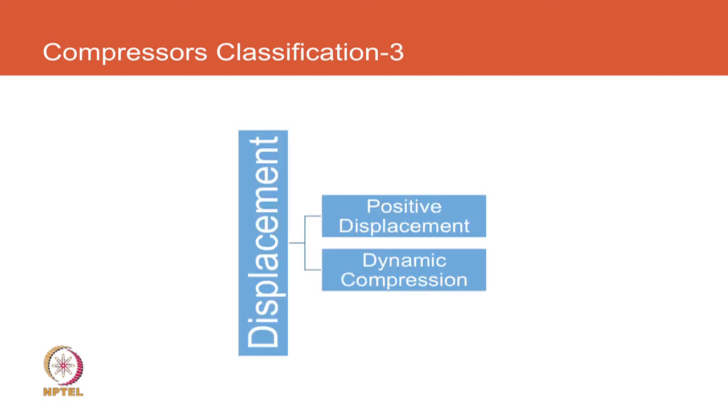Then we have a third classification which is on the type of displacement. A reciprocating compressor, a rotary vane compressor, or a screw compressor, they are all positive displacement, whereas a centrifugal compressor is a dynamic compression device. So, there is no physical displacement happening there.